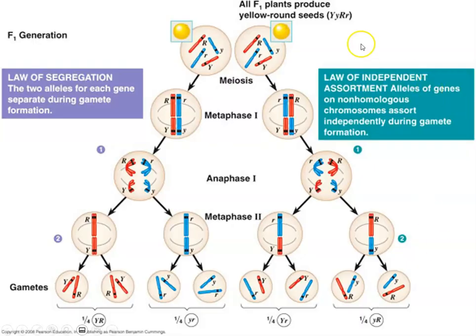So as a visual, let's go back to this meiosis diagram. We saw this before when we were talking about the law of segregation, but now I want to focus on the one on the right side, the law of independent assortment, which states that alleles of genes on non-homologous chromosomes assort independently during gamete formation. As you can see in the results, all the gametes are genetically different.